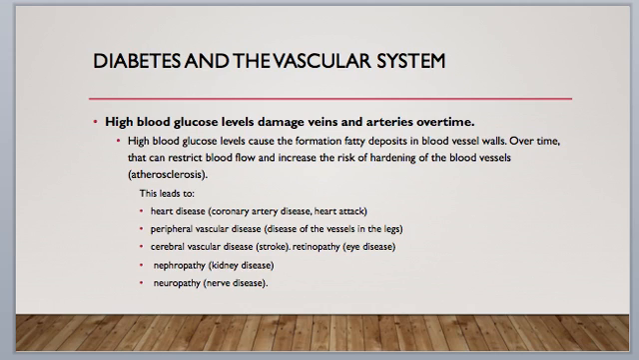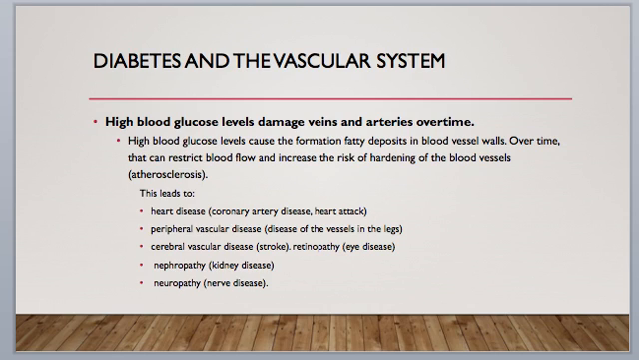So what's the deal with diabetes in the vascular system? High blood glucose levels damage veins and arteries over time. High blood sugar levels cause the formation of fatty deposits in blood vessel walls. Over time, this restricts blood flow and increases the risks of hardening the blood vessels. This is known as atherosclerosis. Picture a wide open hose. Over time, a deposit of debris begins to collect on the wall of the hose. This will narrow the open area and therefore limit flow.